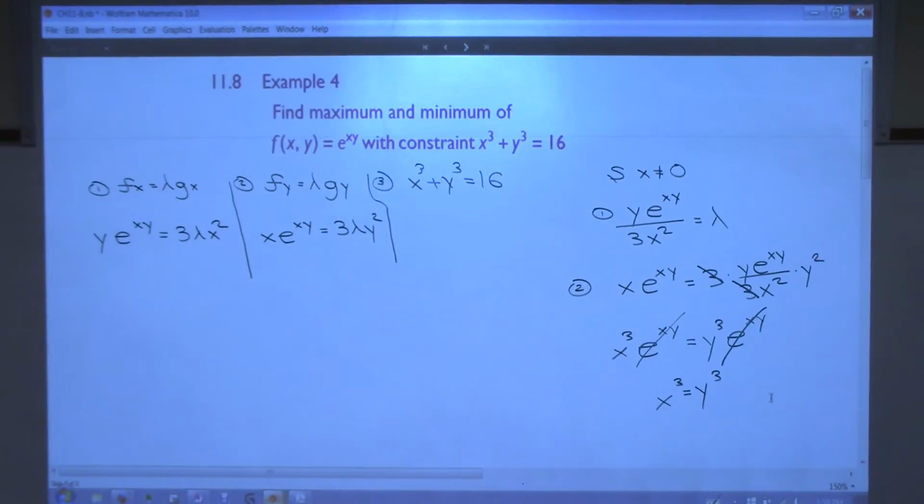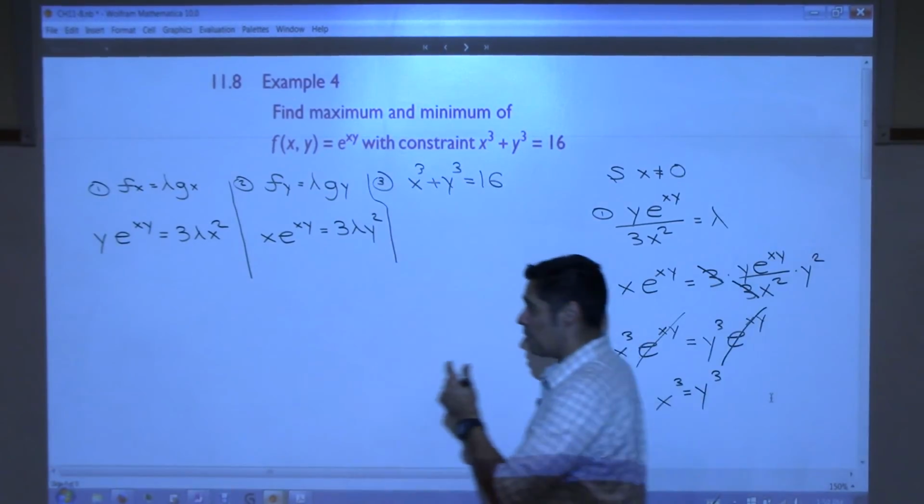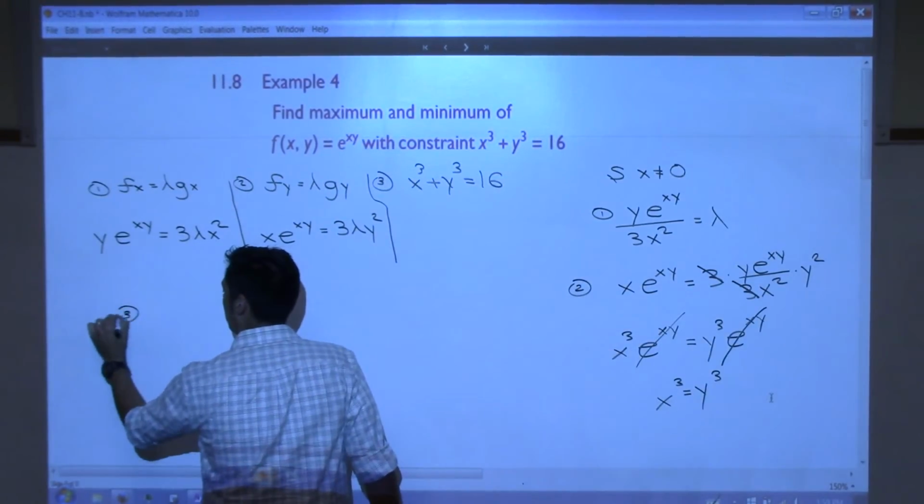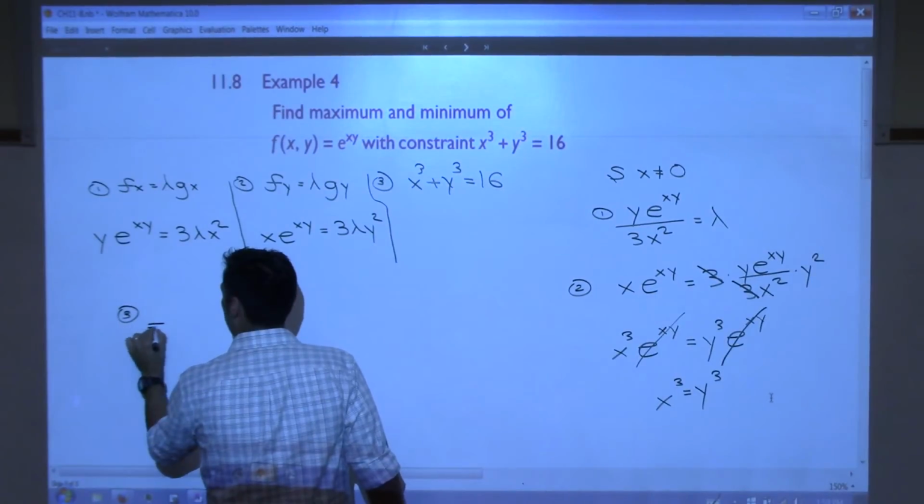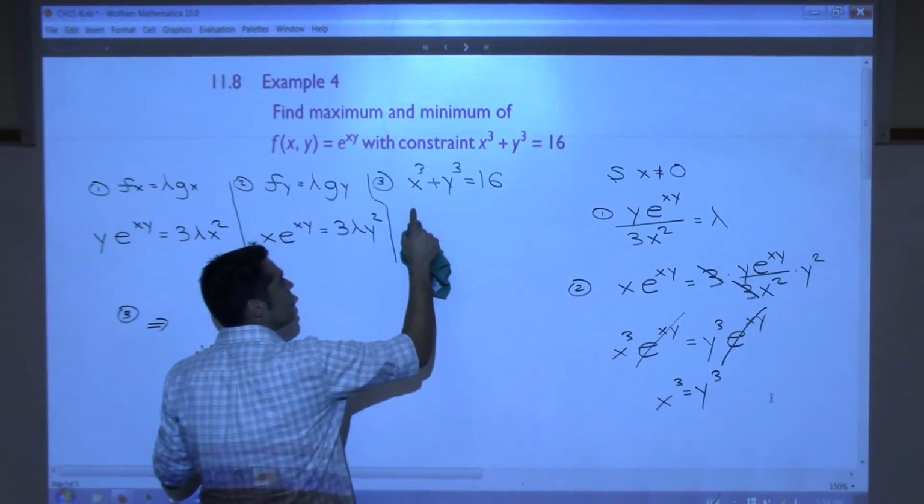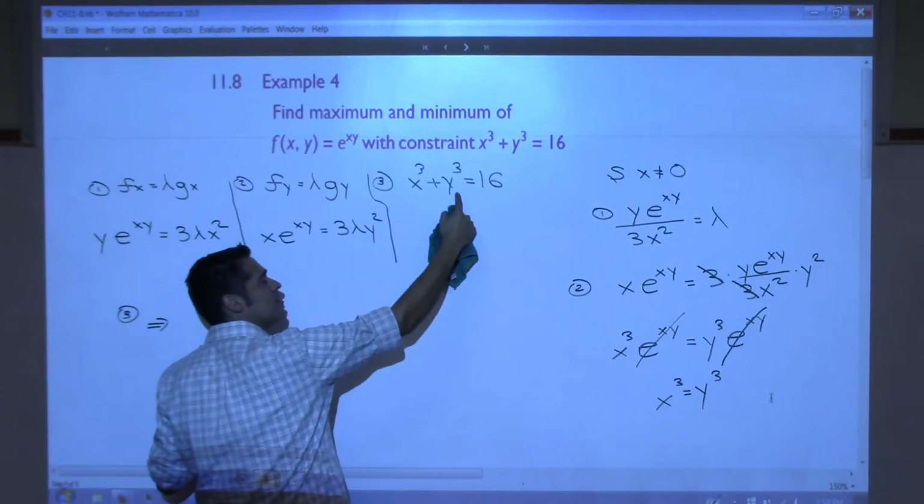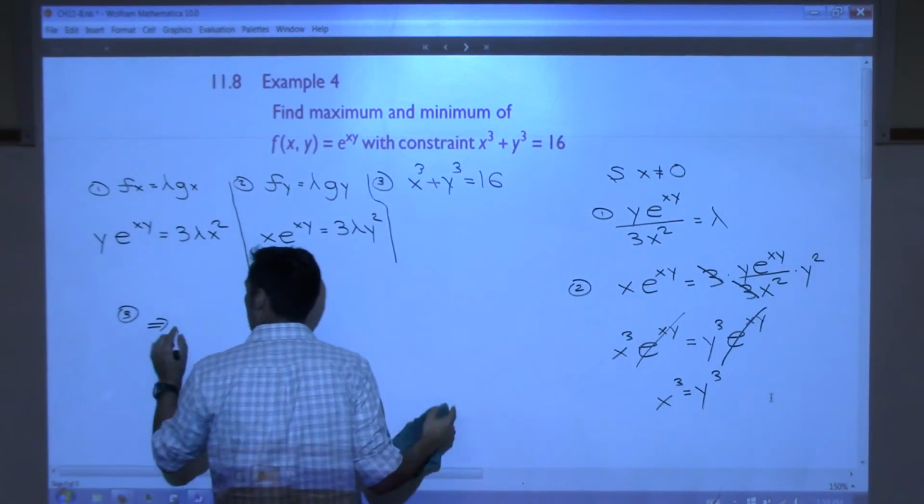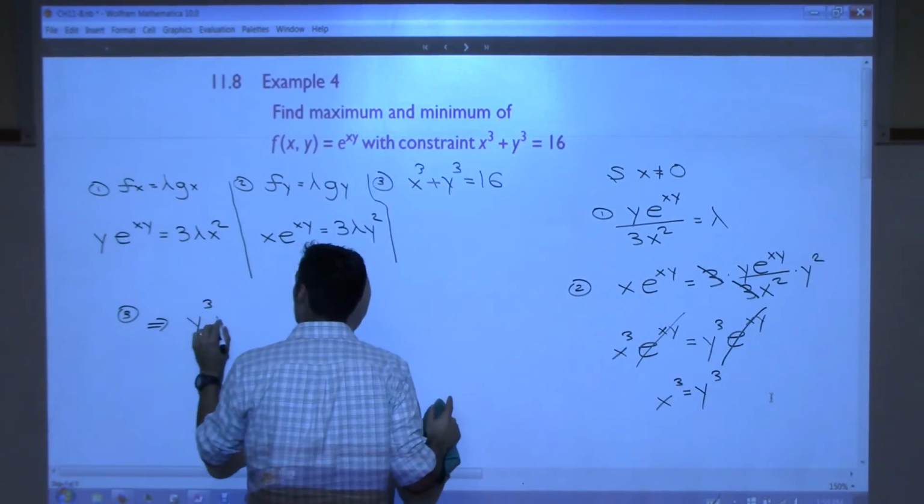The third equation. In the third equation, that would imply that, which one do you want to replace? You want to replace that with y cubed or this with x cubed? Doesn't matter, right? So I'll replace x cubed with y cubed.